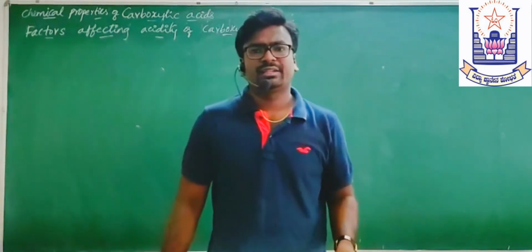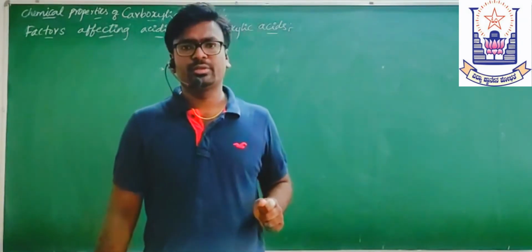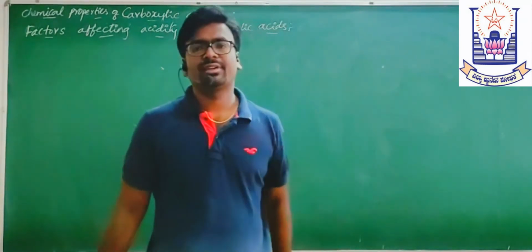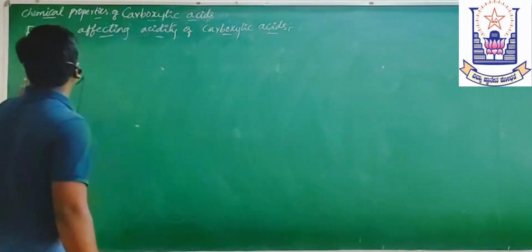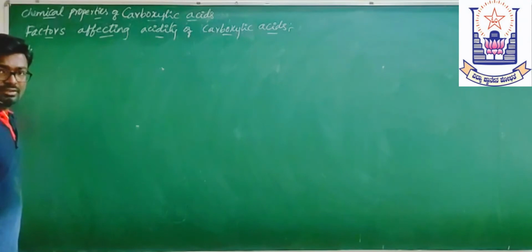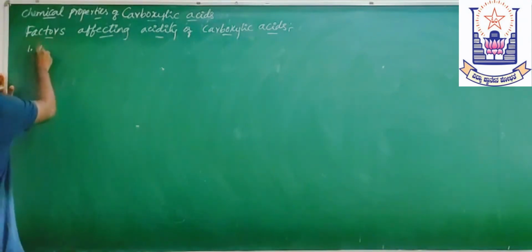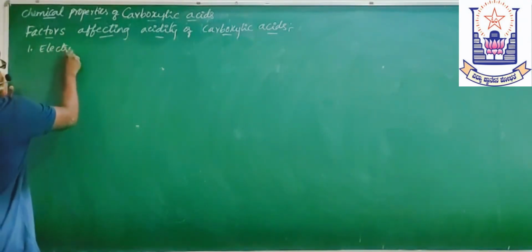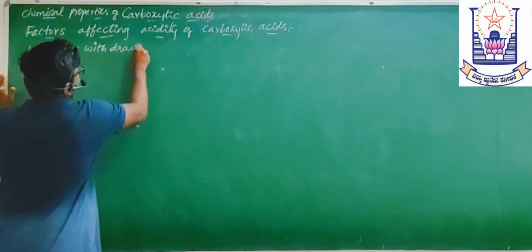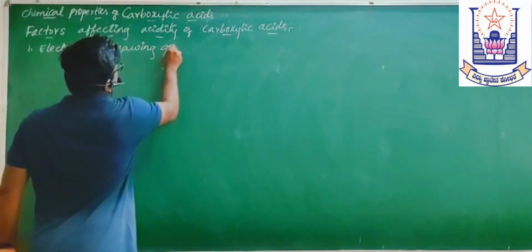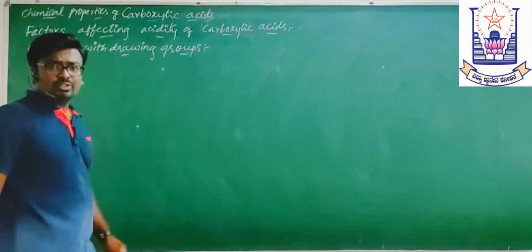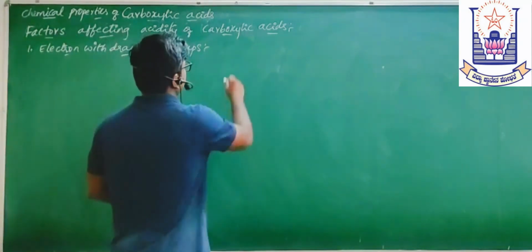Here there are two factors. One is electron withdrawing groups and another one is electron donating groups. These are going to affect the acidity of the carboxylic acids. Yes, let us see that. Firstly, let us consider the effect of electron withdrawing groups. Let us see that with the structure.